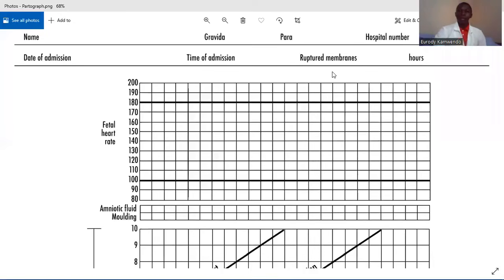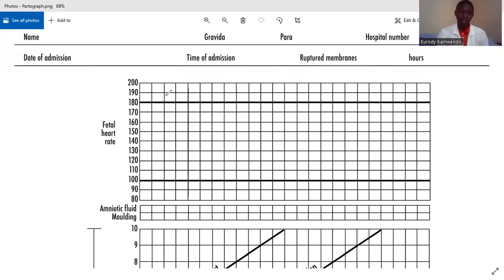Okay, so today we are looking at the Partograph. When it comes to the Partograph, you'll find that during OSCE, probably they'll give you a dummy with certain parameters. Apart from that, in the actual sense, where we use the Partograph is in labor, and we use it to monitor the progress of labor.